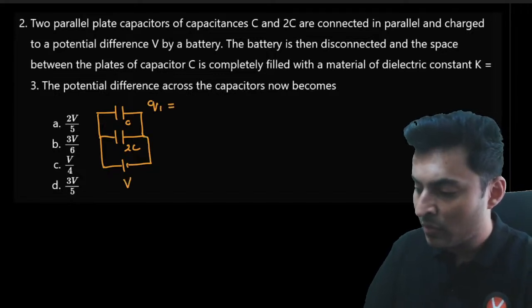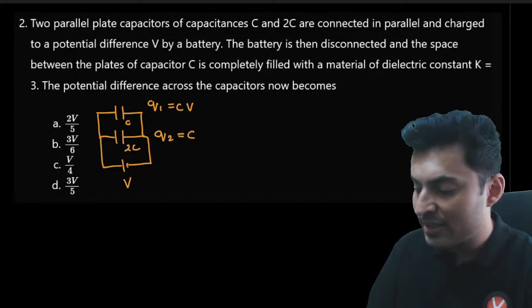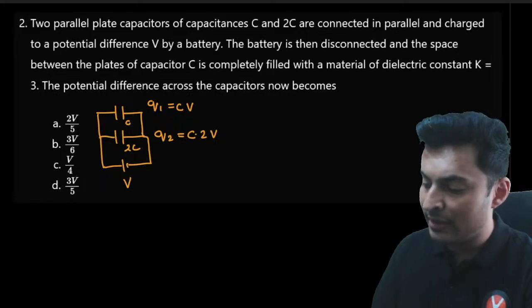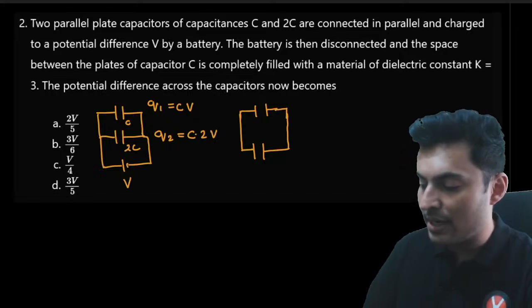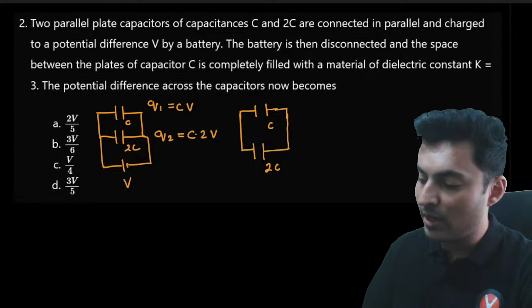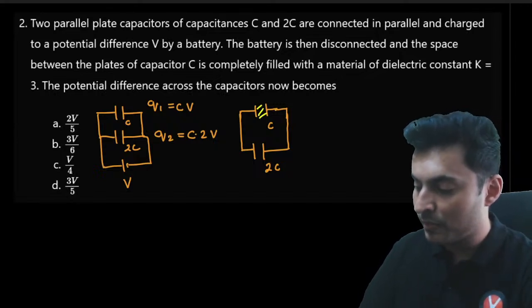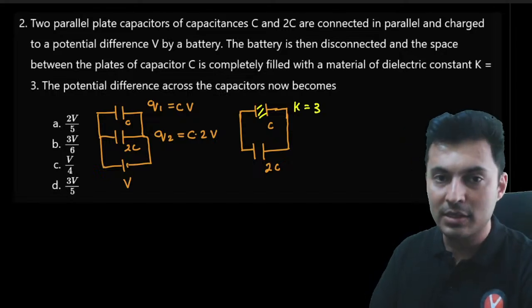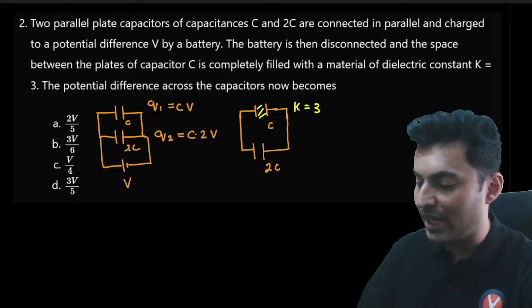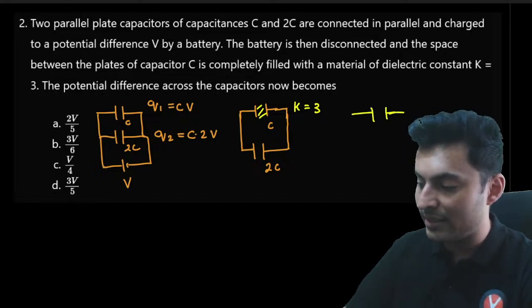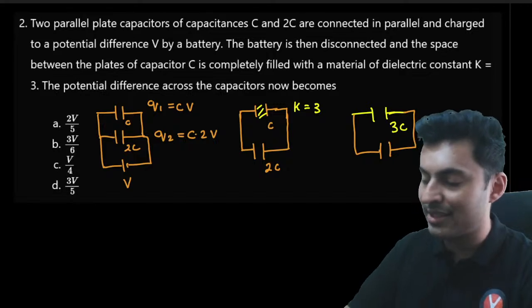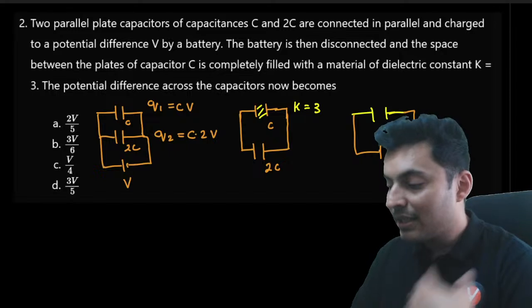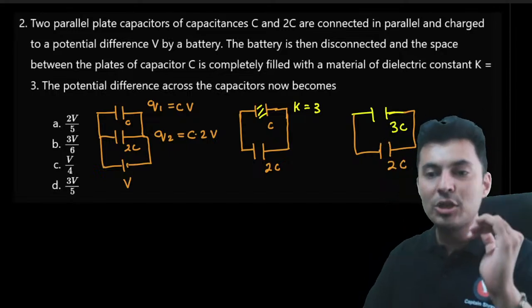So the charge on capacitor 1 will be CV. The charge on capacitor 2 will be 2C into V. Now the battery is disconnected and the space between the plates of capacitor C is completely filled with a material of dielectric constant 3. So K is equal to 3. Because of that, this capacitor will behave like a new capacitor of capacitance how much, my dear warriors? 3C, because the dielectric constant increases the capacitance K number of times. So now it becomes 3C and 2C capacitors.